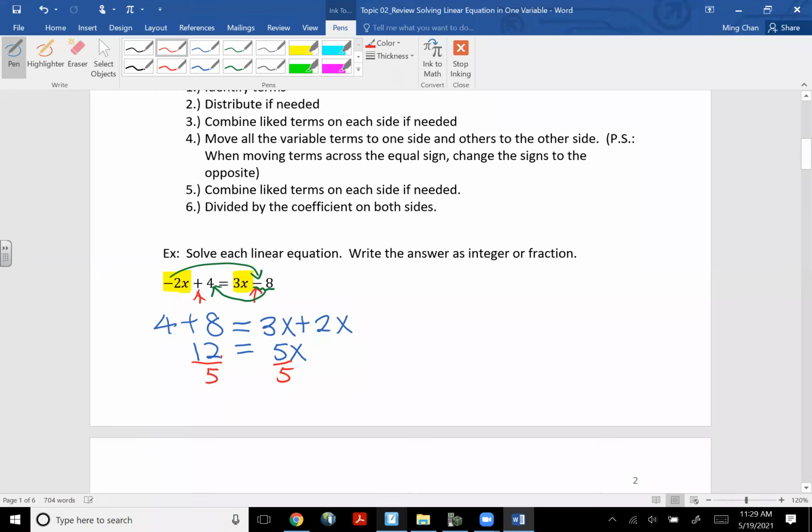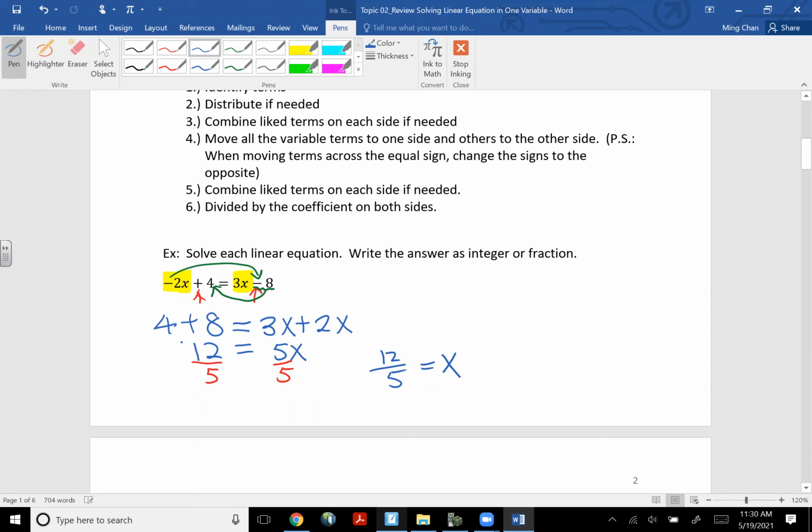So when is the time to divide both sides by the coefficient? When the variable terms are all combined on one side of the equal sign, then it's time to divide by the coefficient. So my answer should be x equals 12 over 5.